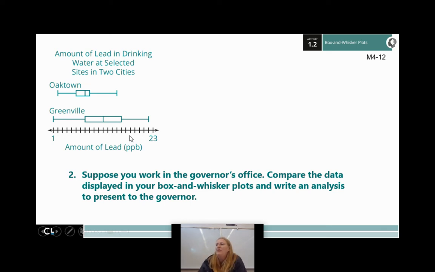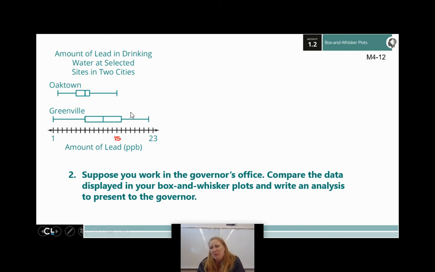So we said 15 was bad, but if you recall, the maximum for Oaktown was 15. So Oaktown doesn't have a problem. 100% of the sites, remember each chunk is 25, 25, 25, 25. 100% of the sites in Oaktown have no more than 15 parts per billion of lead in the drinking water. Oaktown is fine. They're all below the threshold for safety. 100% of them are below the threshold for safety.